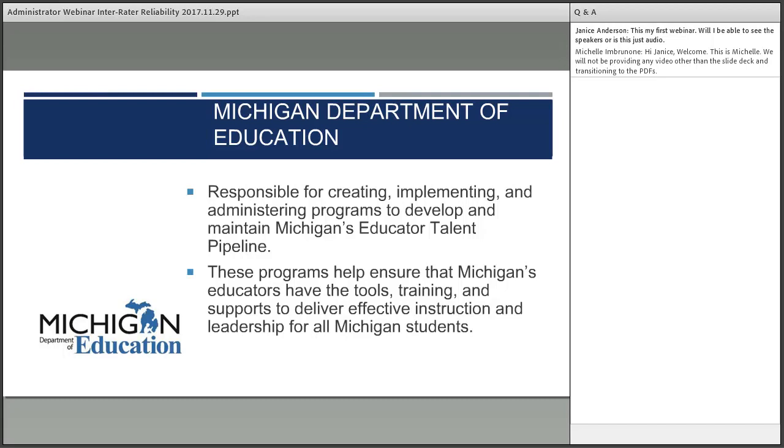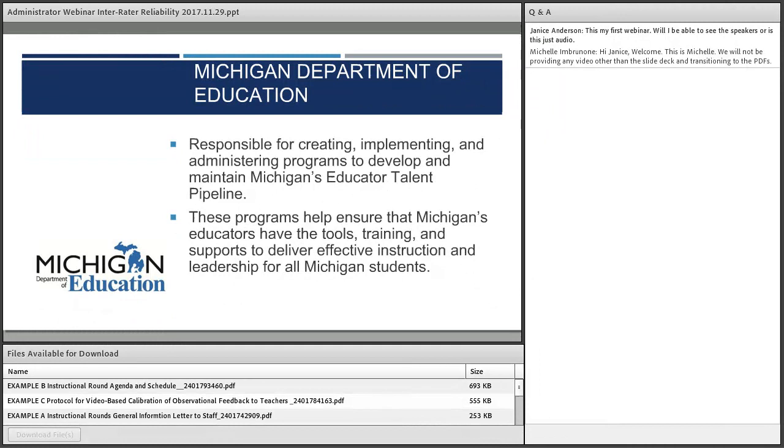Okay, some of you may be new to our offerings here through the Michigan Department of Education and our Education Evaluation Unit. So just to give you a quick overview of the type of supports and programming that we offer. All of our efforts here are to help develop and maintain Michigan's educator talent pipeline and support our educators in the field. So we try to do that by providing tools, training, and supports to help deliver effective instruction and support leadership efforts for our schools and students.